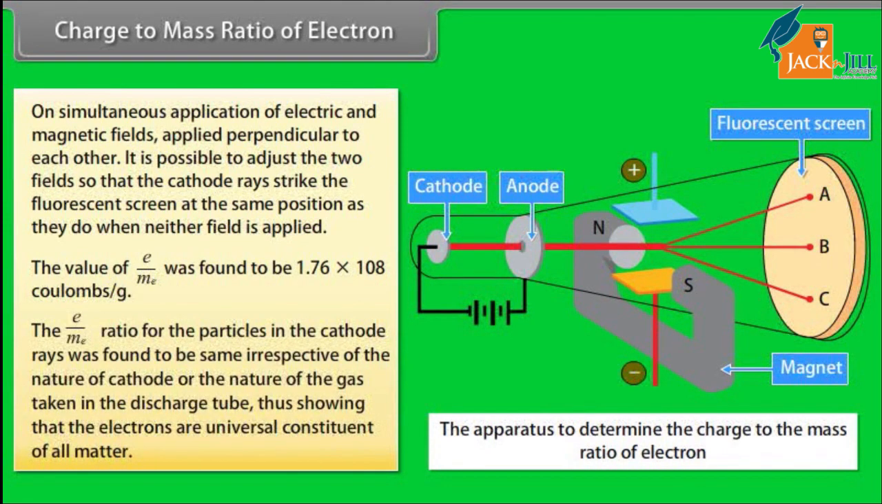The e/m ratio for the particles in the cathode rays was found to be the same irrespective of the nature of the cathode or the nature of the gas taken in the discharge tube, thus showing that electrons are a universal constituent of all matter.